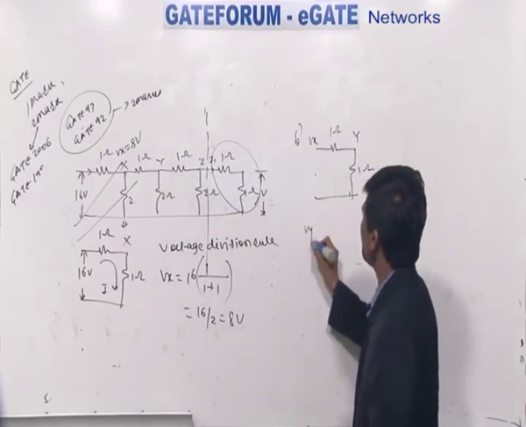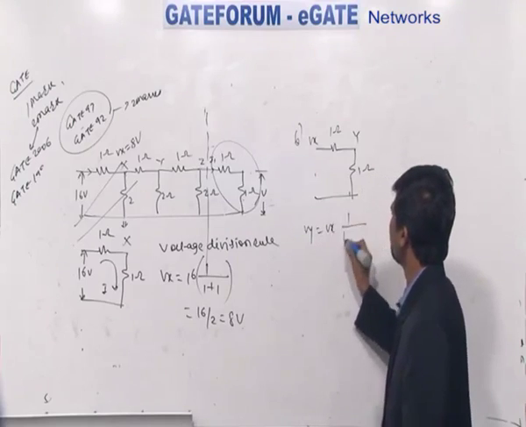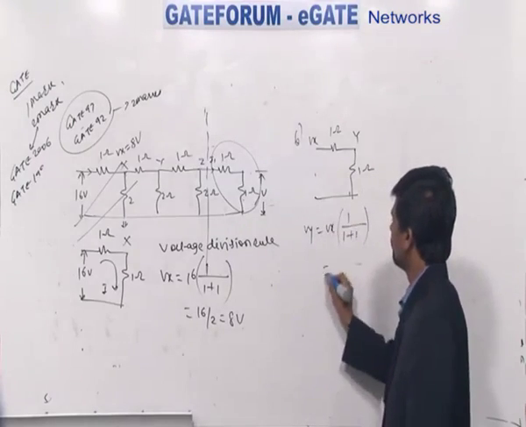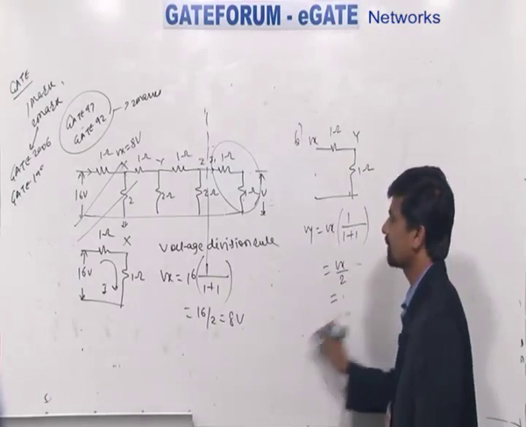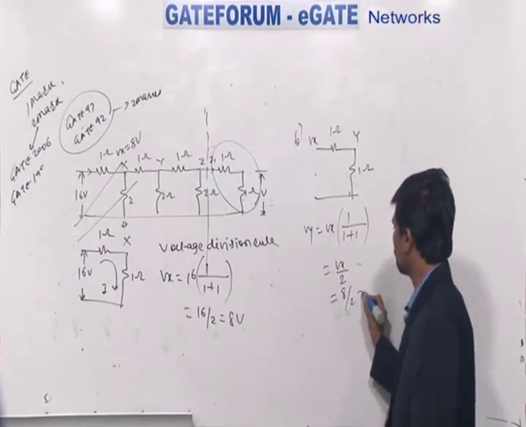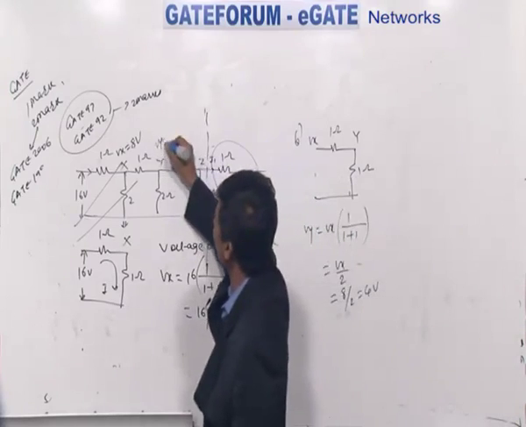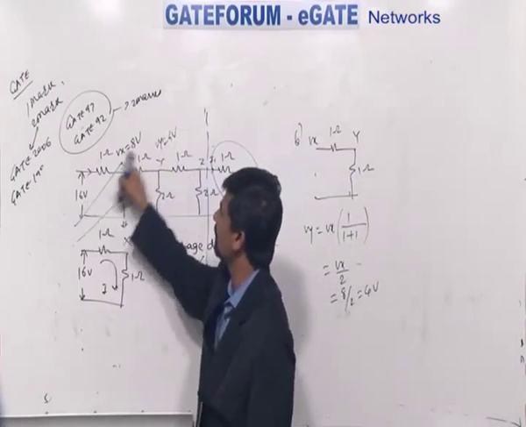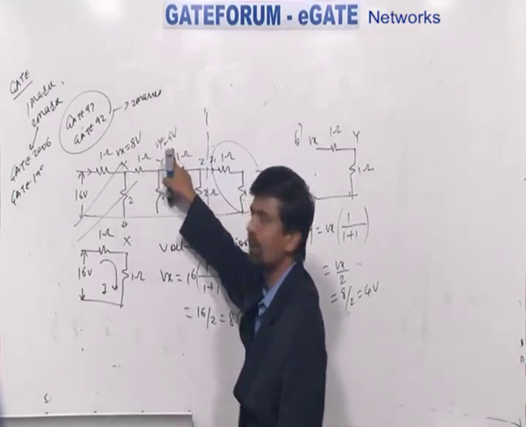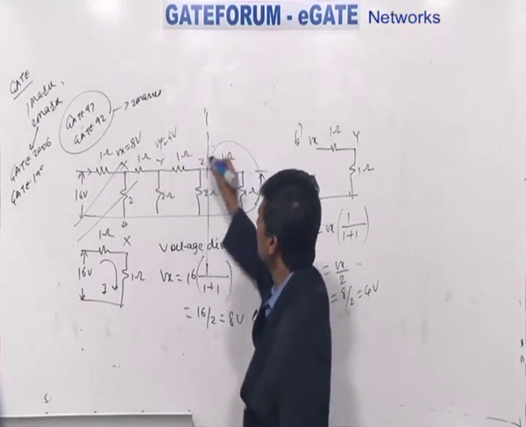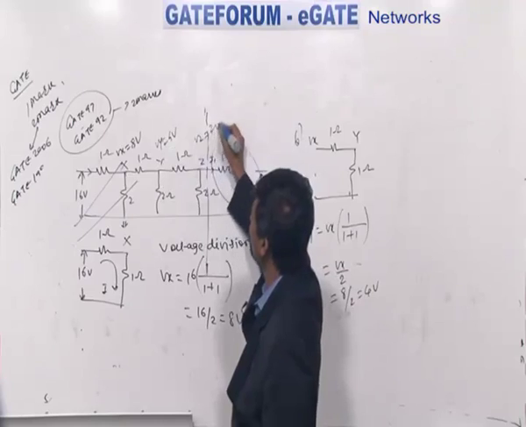So I can say that Vy is equal to Vx into 1 divided by 1 plus 1, that is Vx by 2. What is Vx? 8 volts. 8 by 2 is 4 volts. So at Vy I got 4 volts. Now there is no need to write everything: 16 divided by 2 is 8 volts, 8 divided by 2 is 4 volts, and Vz will be equal to 2 volts.